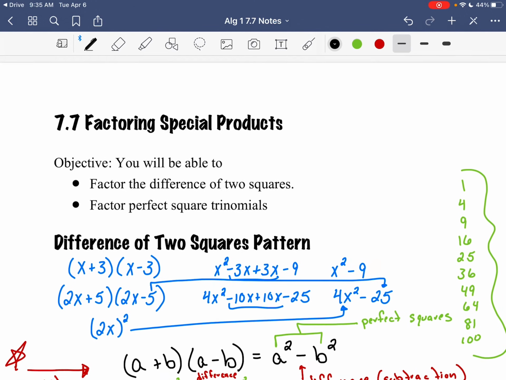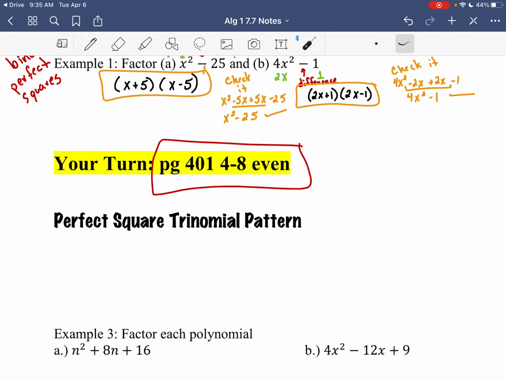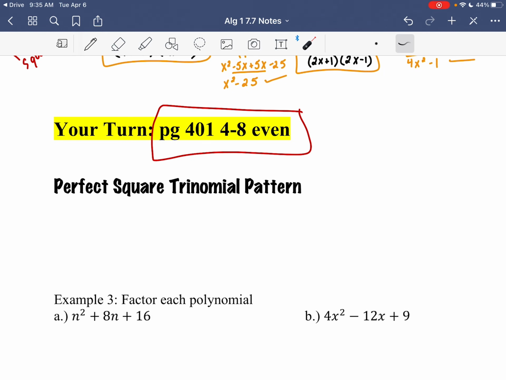All right, 7.7, part 2, factoring special products. We just got done discussing difference of two squares, so now we're going to look at perfect square trinomials. Okay, so we're going to look at another pattern here.